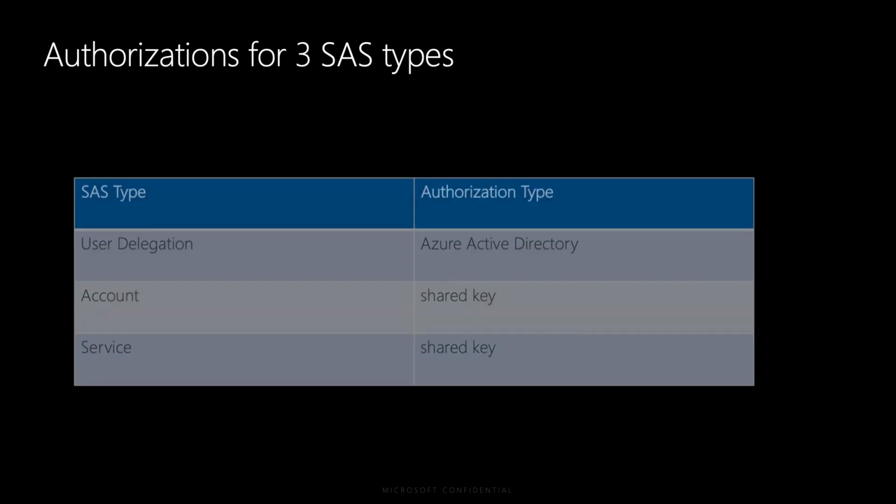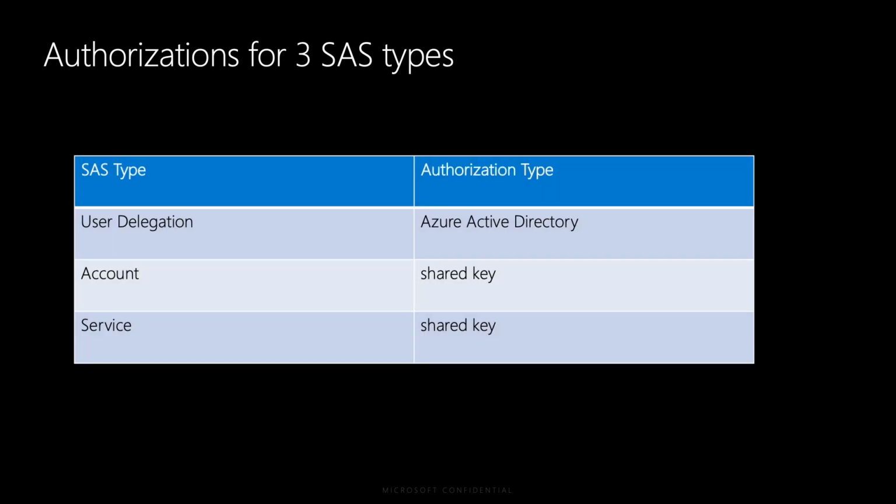So, to recap what we learned about all three SAS types, the user delegation SAS is authorized by Azure Active Directory and signed with the user delegation key. This SAS has the ad hoc form. The account SAS is authorized by the shared key and is signed with the account key. This SAS also has the ad hoc form. The service SAS is authorized by the shared key as well and is signed with the account key. This type of SAS can be associated with the stored access policy to allow it to have the form of service SAS with stored access policy. But remember, this SAS can be ad hoc as well.